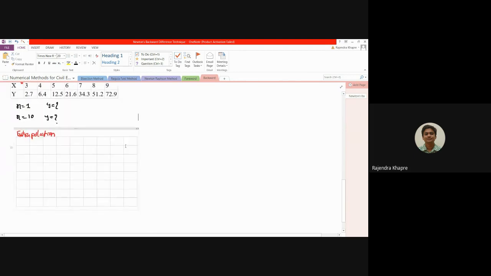So we have now here x as well as y. Then we have 3, 4, 5, 6, 7, 8, and 9. And these y values, again I will be writing down. This is 2.7, then 6.4, then we have 12.5, then 21.6, 34.3, 51.2, and 72.9. Okay, so now all you have to do is just find out the value of delta n.